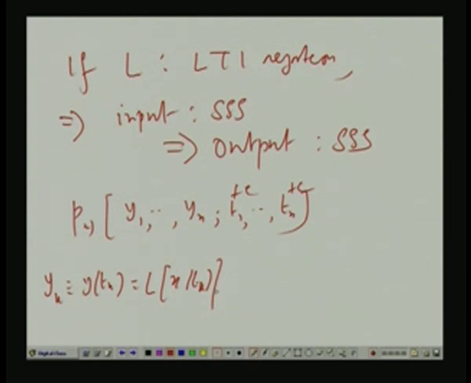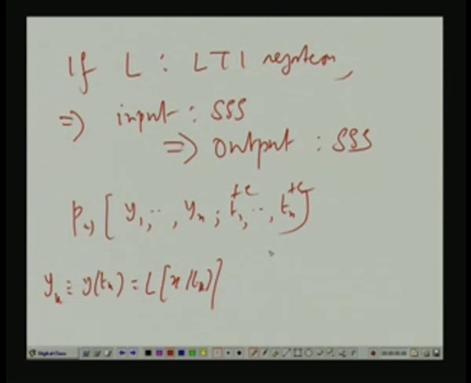Okay. Now, you understand that in the earlier case, when no such C was added, the joint density becomes a function of the input statistics, because after all y1, y2, ... yn are coming from the input. y1 is L of x(t1), y2 is L of x(t2), and so on. So obviously, the joint density will depend on the input statistics, that is, the input joint density.